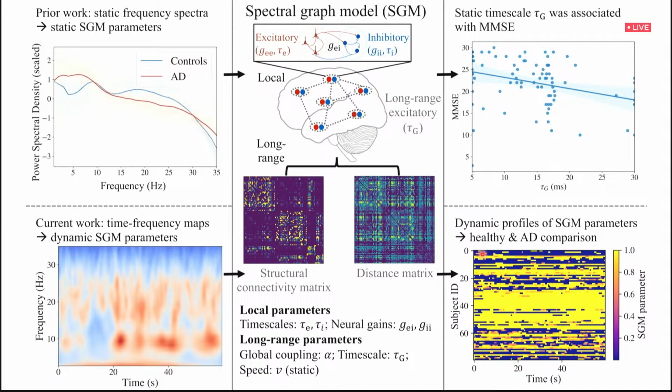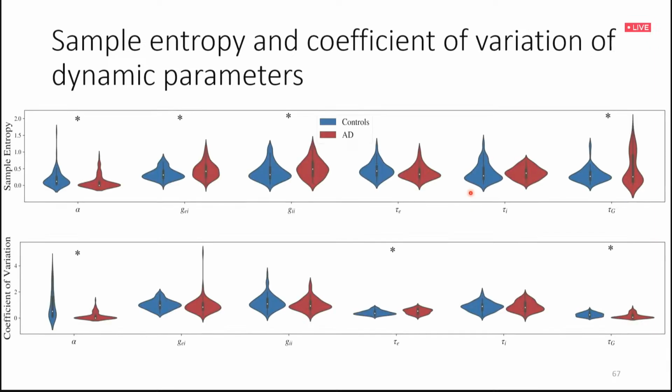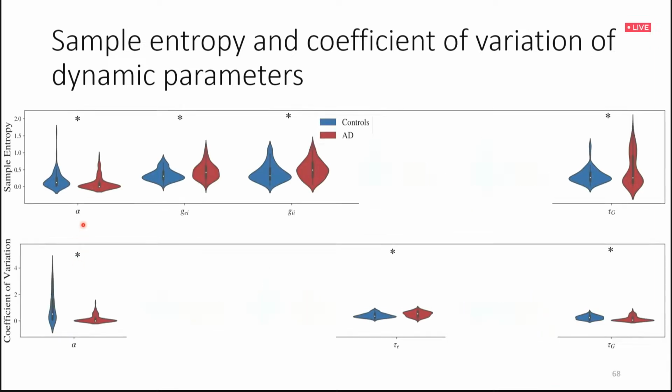But how do we quantify these dynamic profiles? There were two metrics we used for calculating this. We looked at the sample entropy and coefficient of variation of the dynamic parameters, and we compared that between Alzheimer's disease and healthy controls. Again, there are some for which it's quite different. If you look at the sample entropy of this coupling parameter, which is alpha, it's lower in Alzheimer's disease, and even the sample entropy of tau G is lower in Alzheimer's disease. Again, coefficient of variation and tau G.